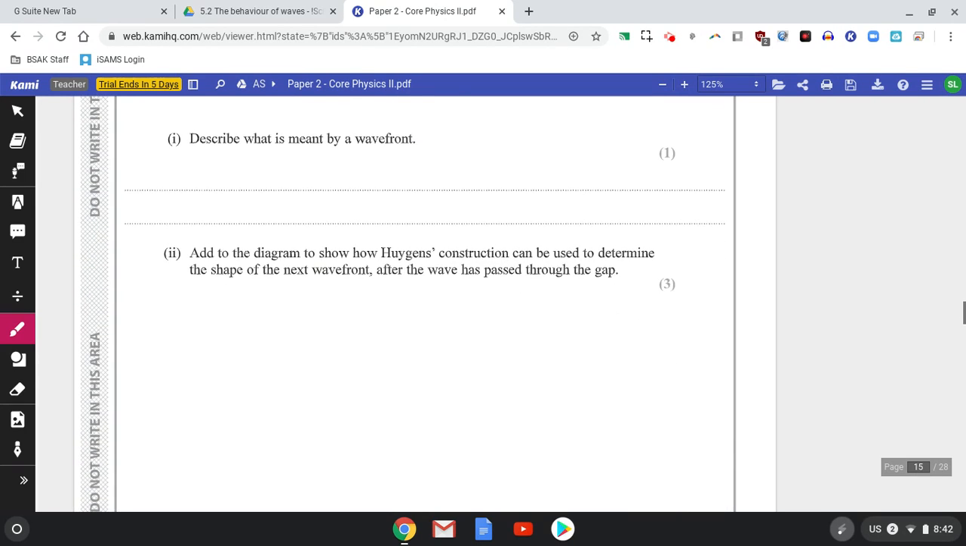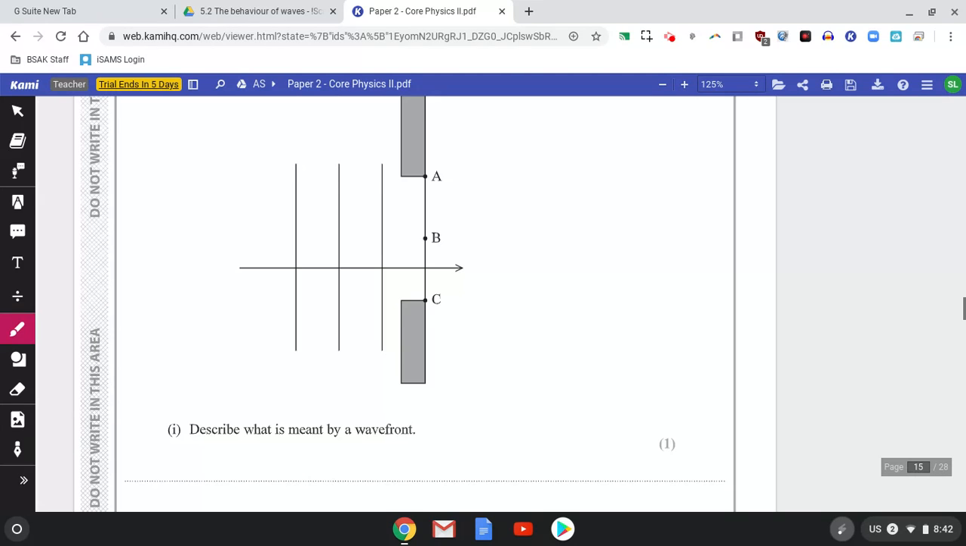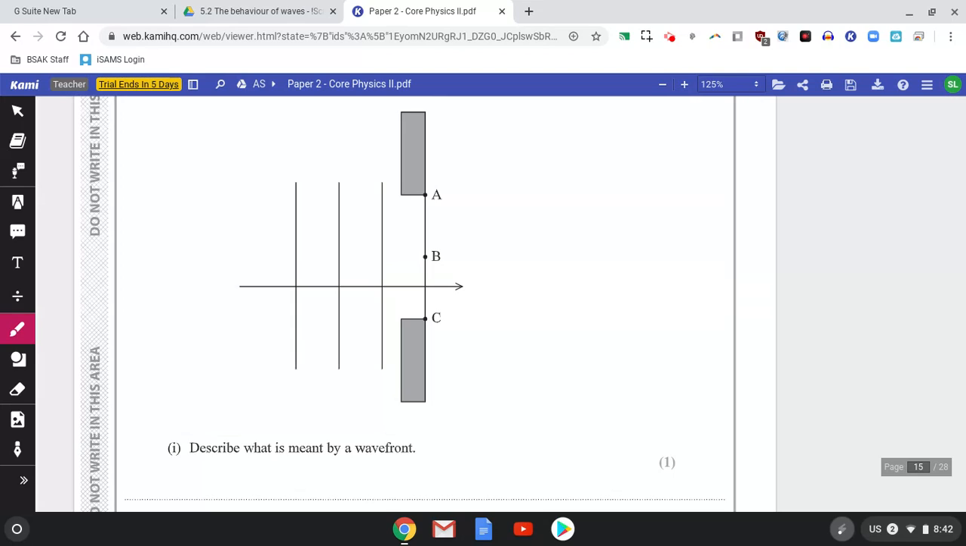Okay. Add to the diagram to show how Huygens construction can be used to determine the shape of the next wavefront. Right. I hate trying to teach Huygens construction. It's a really challenging concept. Once you get your head around it, it's fine, but to be able to explain it in an exam is really tricky. However, they don't want you to explain, they just want you to annotate the diagram, which is very nice of them. It even gives you a little hint by labeling three points A, B, and C on the diagram.